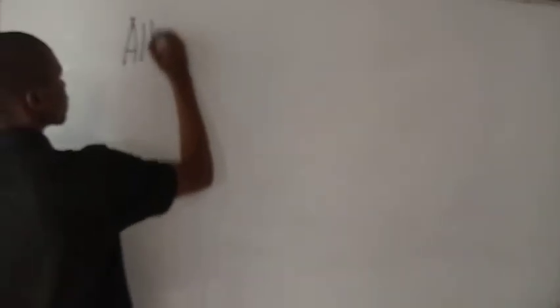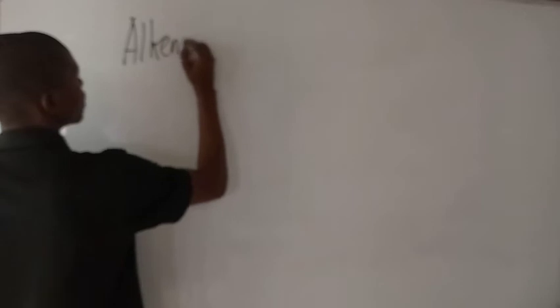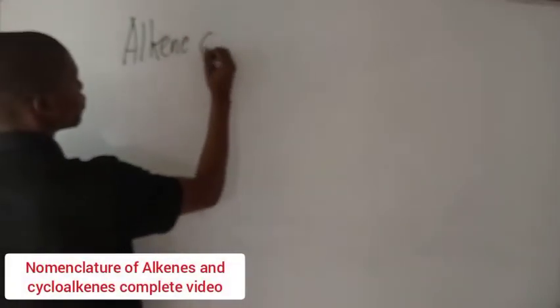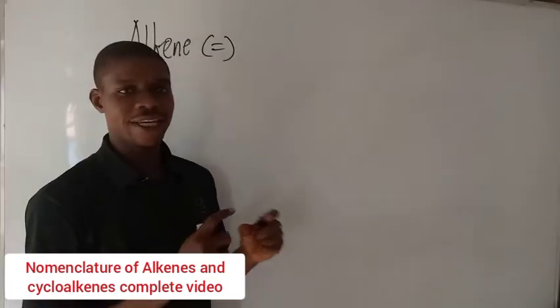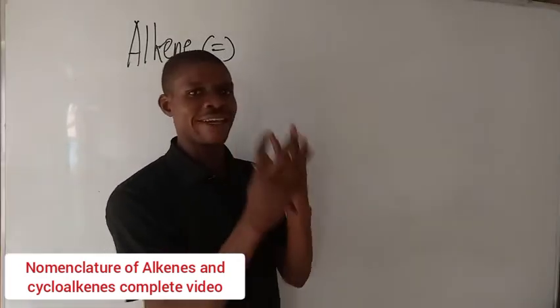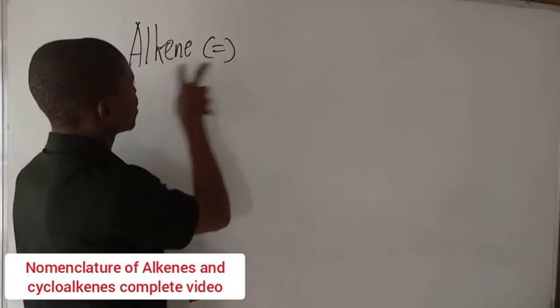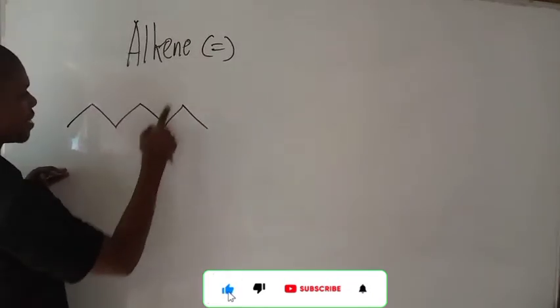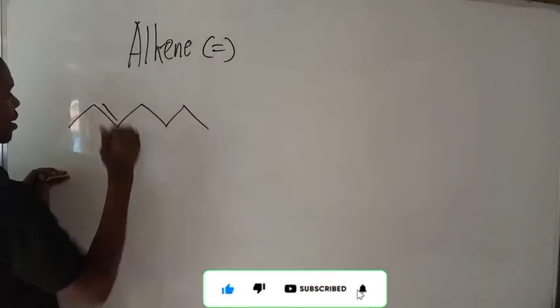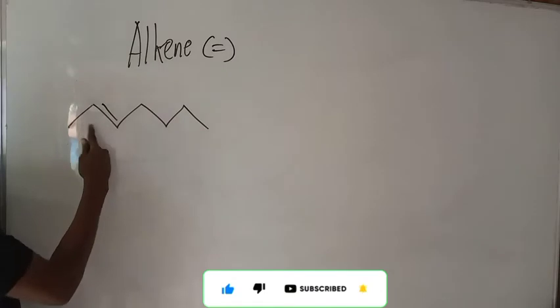Now when you talk about alkenes, what should come to your mind is the double bond. Whenever I see a straight chain or a ring carrying a double bond, what should come to your mind is that you get an alkene. For example, here we have 1, 2, 3, 4, 5, 6, 7 carbons, and there's a double bond here.